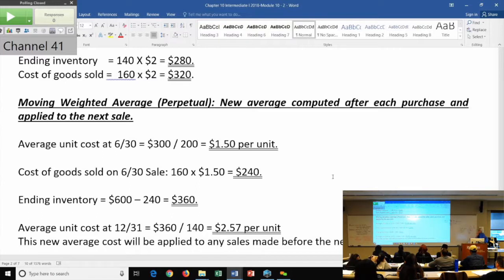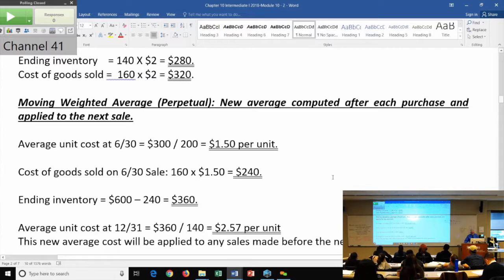Got some questions on the moving weighted average? So nothing changed between the two? No, the average cost doesn't change now until the next purchase, which we'll talk about. It is going to change, because perpetual is going to give you $240 of cost of goods sold, periodic is $320. Yeah, we're going to see the comparison in just a second.